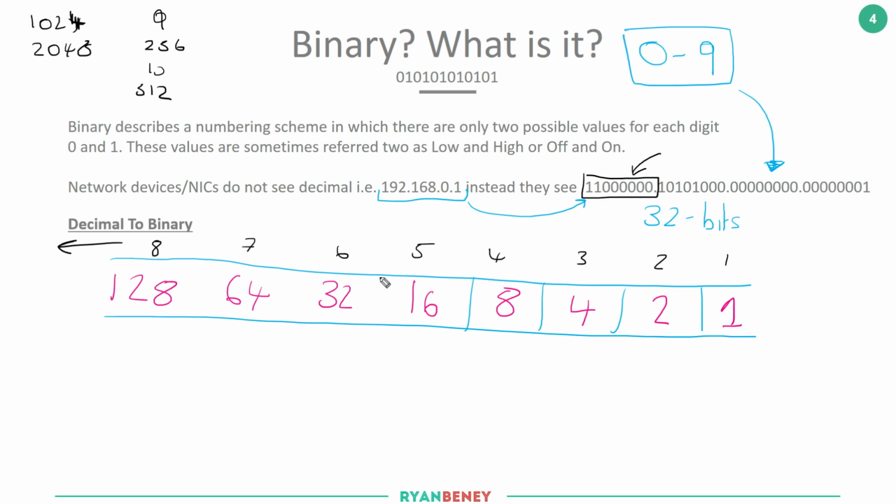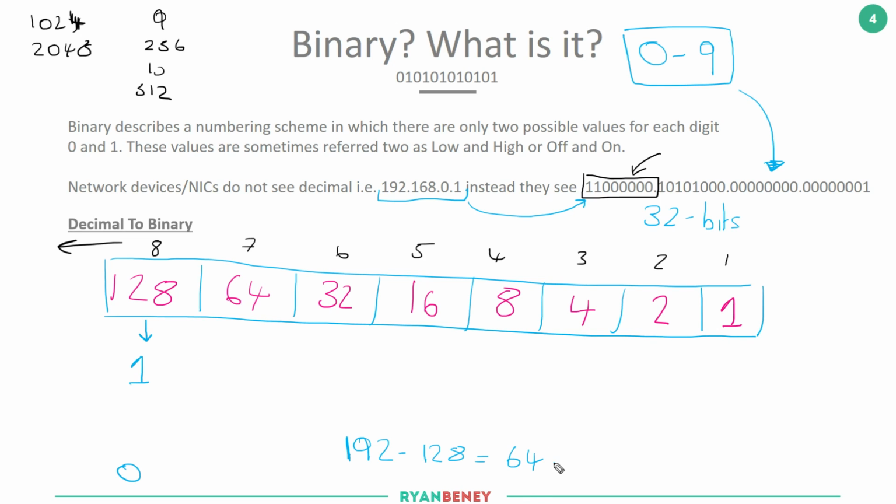So, for example, the first number we have is 192. So what we're going to do is we're going to get the number 192, and we're going to ask ourselves, does 128 fit into 192? If the answer is yes, we're going to give it a 1. If the answer is no, we're going to give it a 0. In this case, 128 does fit into 192, so we're going to give it a 1. But what we've also done is we've used 128 now, so we're going to get a 192 number and we're going to take away 128, and that will leave us with 64.